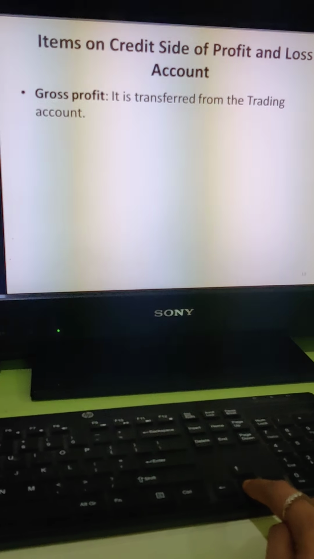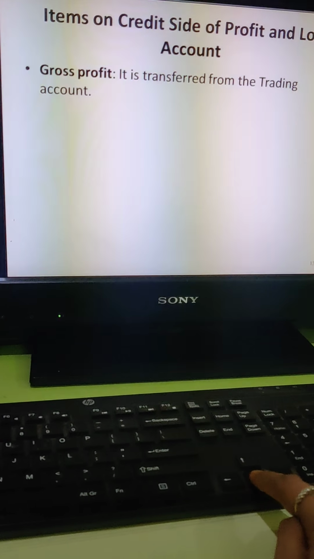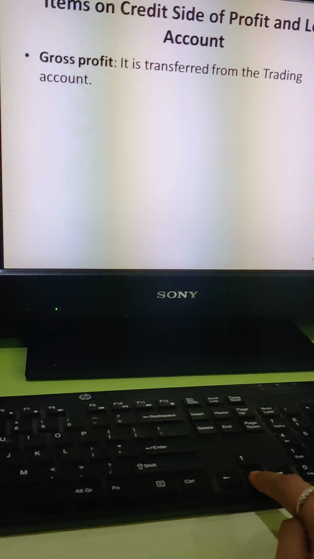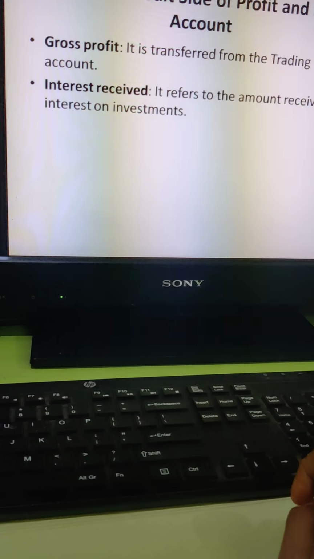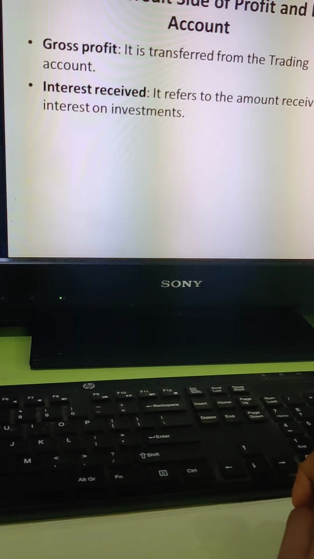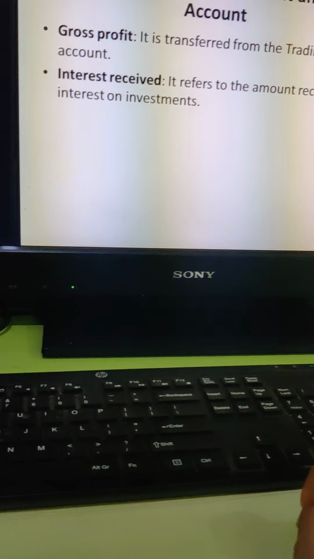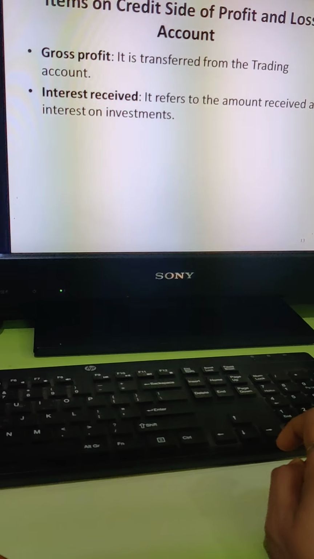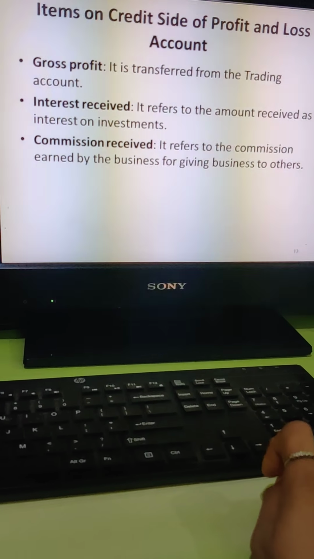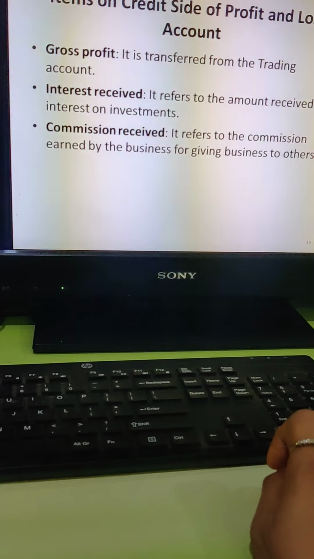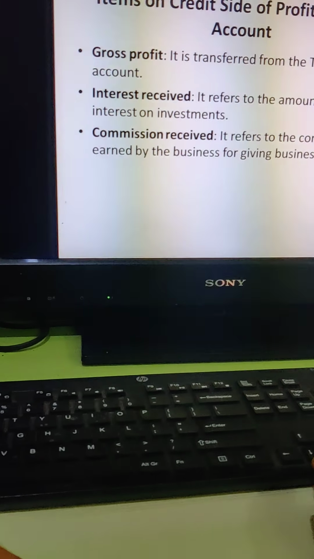We now discuss the items which appear on the credit side of the profit and loss account. The gross profit will appear on the right side, which is transferred from the trading account. Interest received is the amount that is received as interest on investments, the investments that the business makes. Commission refers to the commission earned by the business for giving business to others. So there is a certain amount of commission which you are receiving, which is also an indirect income.